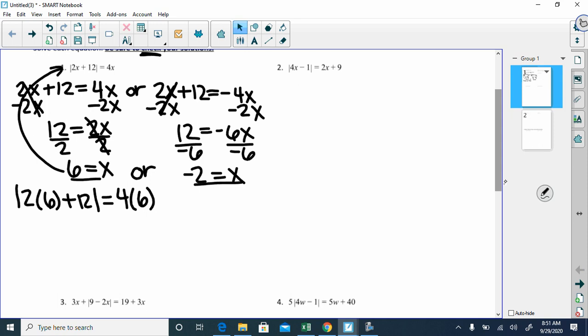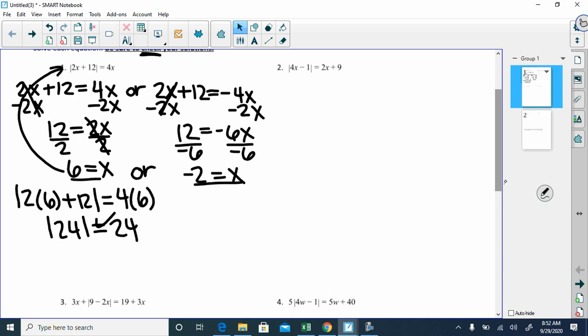Okay? So I simplify over here first. What is 2 times 6? 12. So inside my absolute values, I have 12 plus 12, which is, okay, so I have the absolute value of 24. And on the other side, I have 4 times 6, which is 24. And is the absolute value of 24 equal to 24? Yeah. So that one worked. We're good there.